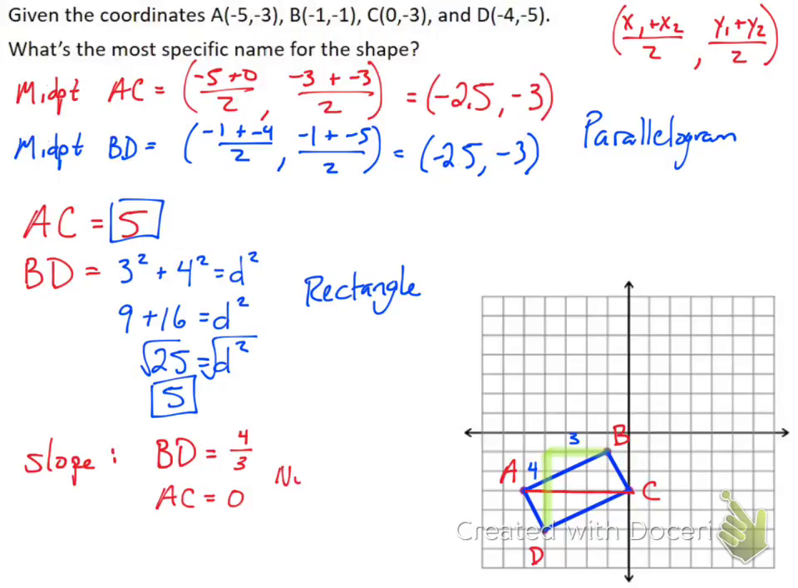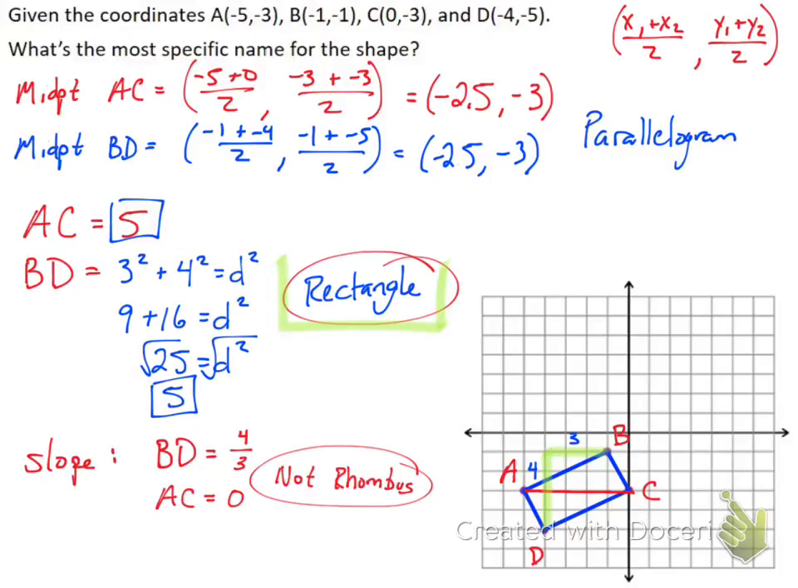So I know that it's not a rhombus. And so I know that the most specific name that I can name this is it is a rectangle. So that's my final answer, that it's a rectangle.